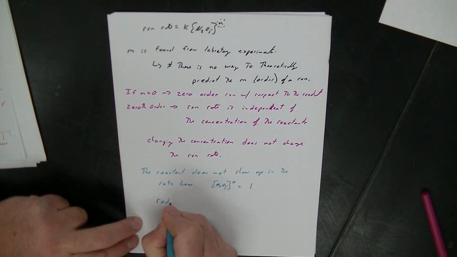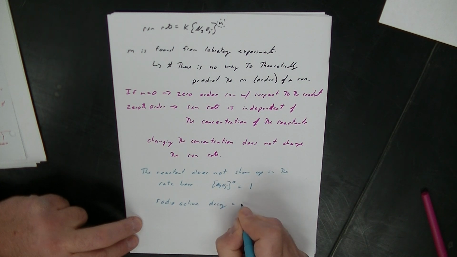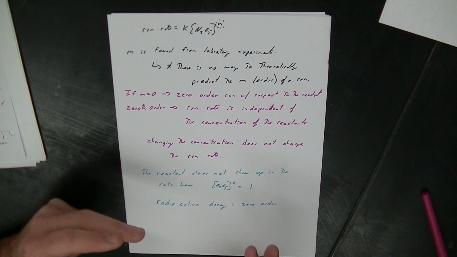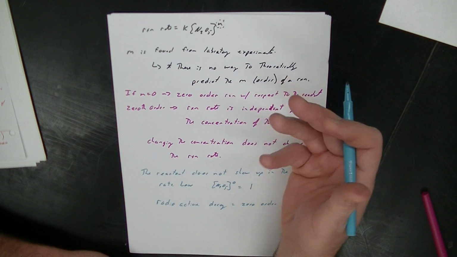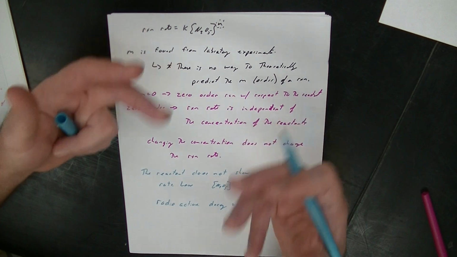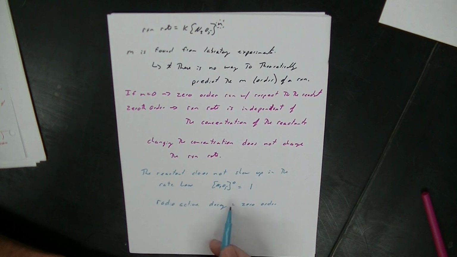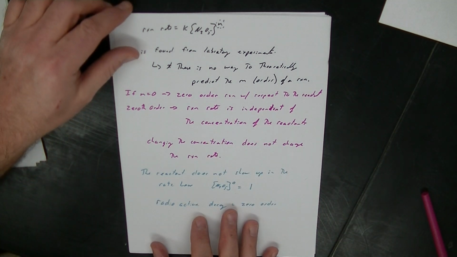Now, we've actually seen a zero order process. Radioactive decay is actually zero order. The decay rate does not depend on how much of the substance we have. Half-life is a constant. So if we have a ton of material, the half-life is still the same as if we have a small amount of material. So we've actually seen one of these zero-order processes already.